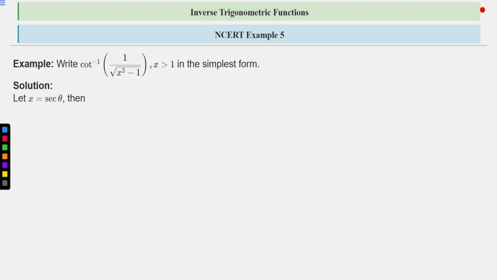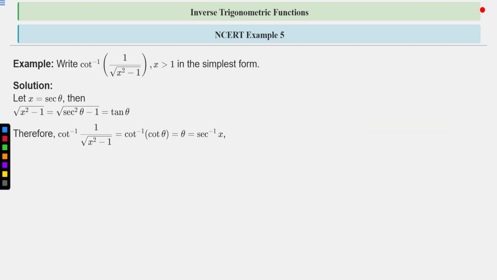Let x be equal to sec theta, right? We have assumed x is equal to sec theta. Then root over x square minus 1 will be equal to root over sec square theta minus 1, right? And we know that sec square theta minus tan square theta is equal to 1. So sec square theta minus 1 is equal to tan square theta, right? Therefore, we have written sec square theta minus 1 as tan square theta, and root over tan square theta is basically tan theta.